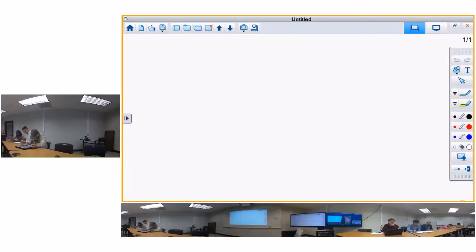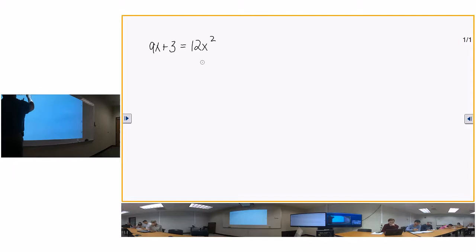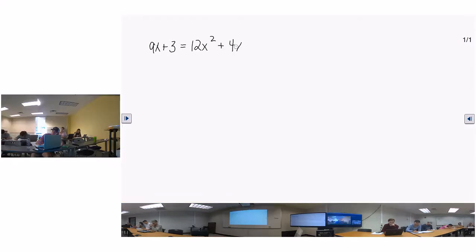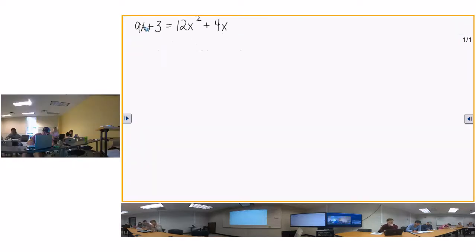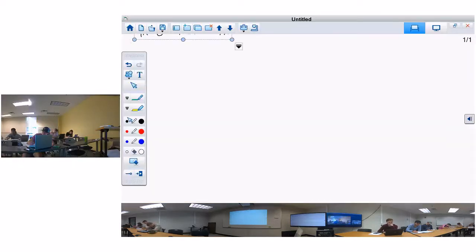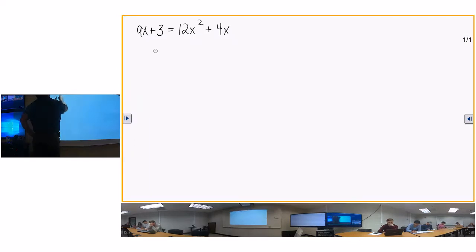(9x plus 3) equals what? 12x squared plus 4x. Okay, so I'm going to take that and move it up a little bit. Then I'm going to rewrite it. This thing will go away. There we go. And I'm going to bring the 9x, I'm just going to rewrite it and bring everything to the opposite side.